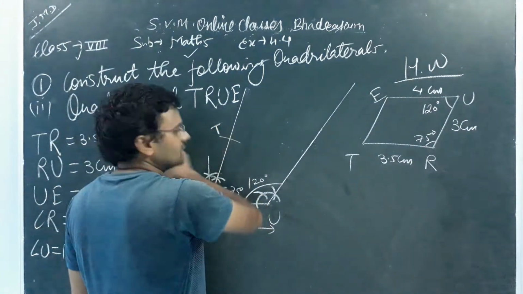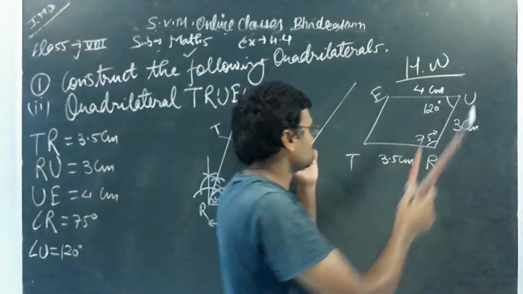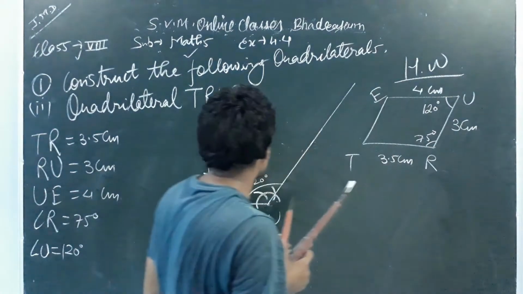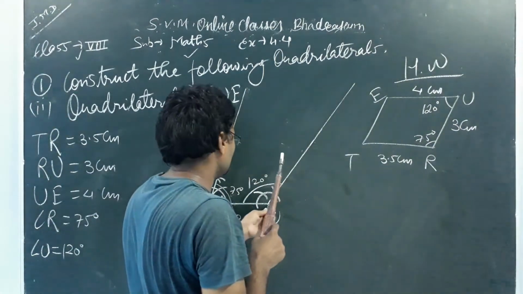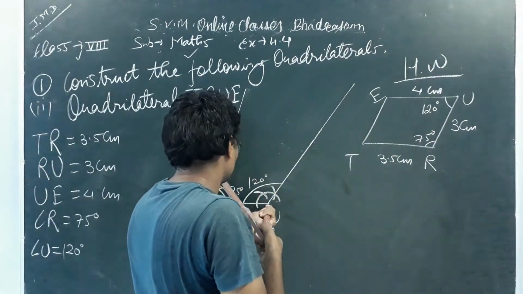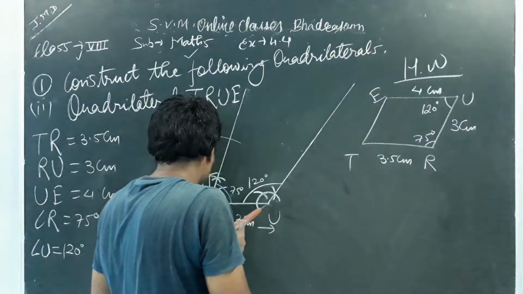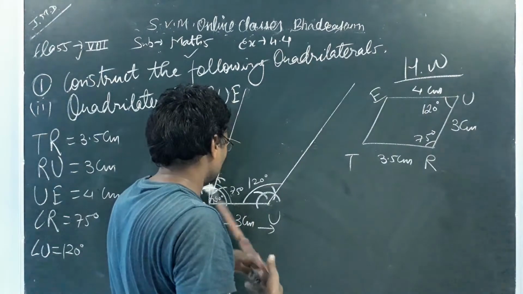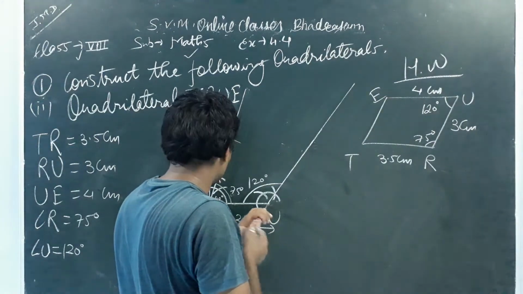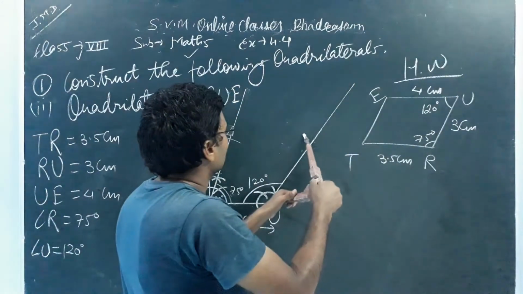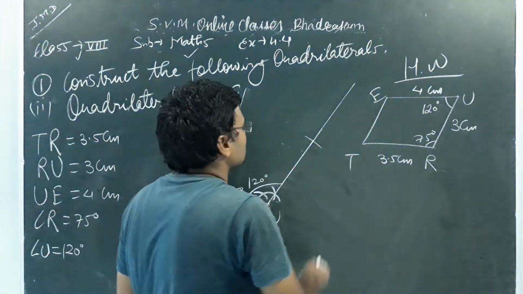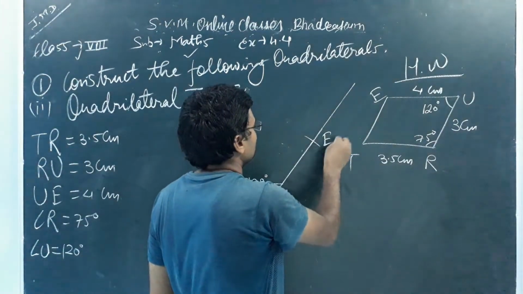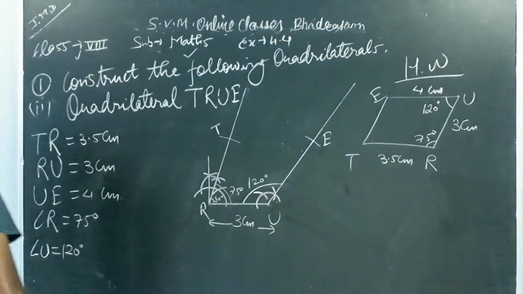Now what we will do is, listen, actually from point U this is 4 centimeter, and point E is 4 centimeter. Okay, so from point U this is 4 centimeter. Okay, I hope now you all got it. This is 4 centimeter over here. Okay, so this point was T and this point was E.